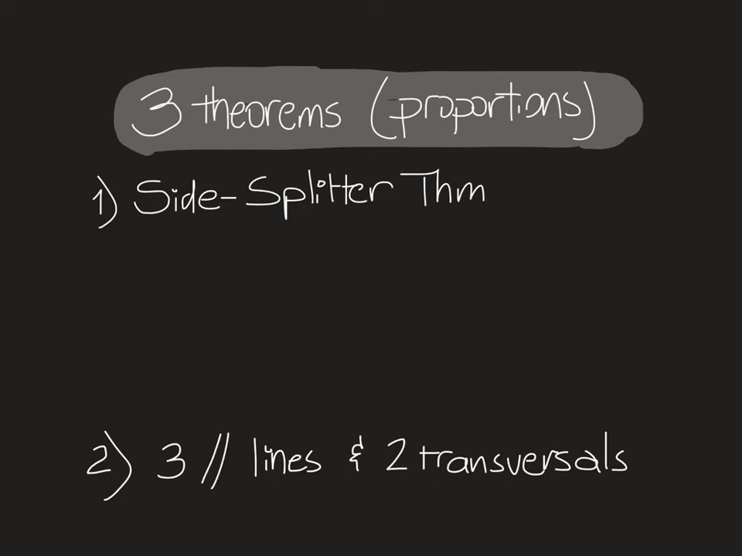Okay, chicos, here goes. Three theorems involving proportions. First one's called the side splitter theorem, and it is fairly self-explanatory. Take a triangle, then inside the triangle, draw another segment between two sides that is parallel to the third side, and the segment will divide up those two sides proportionally.